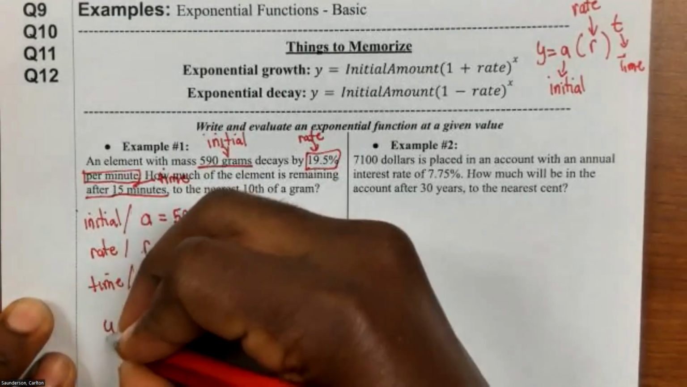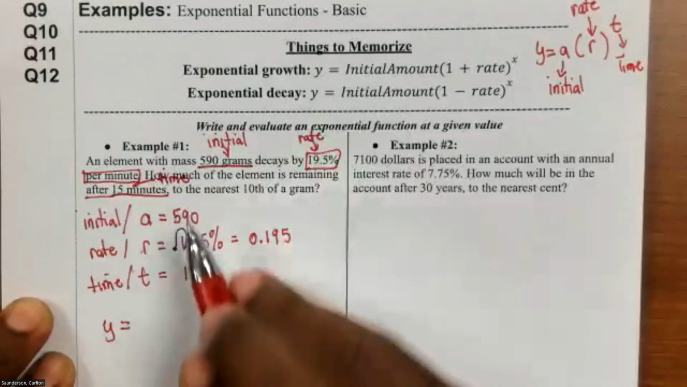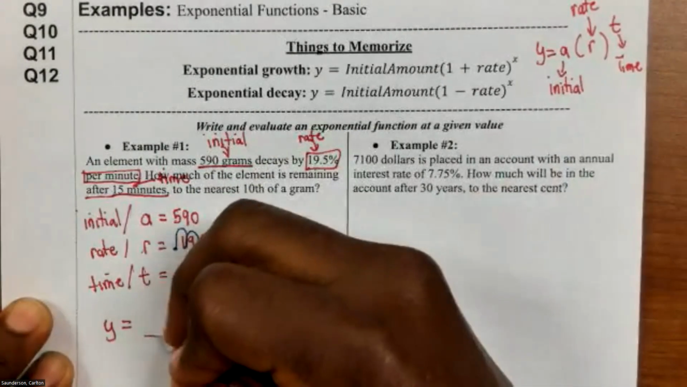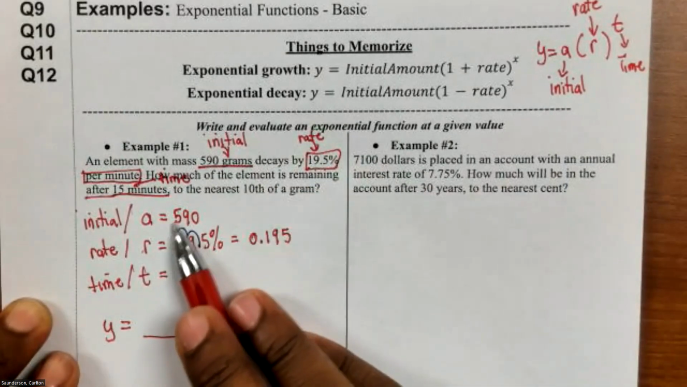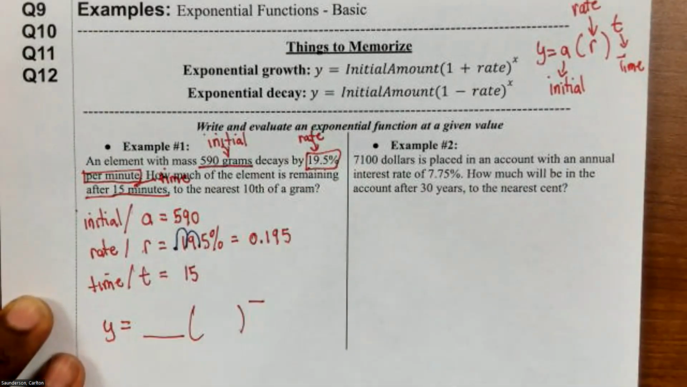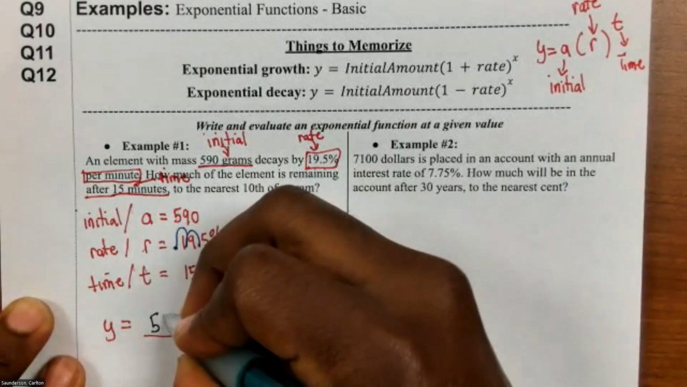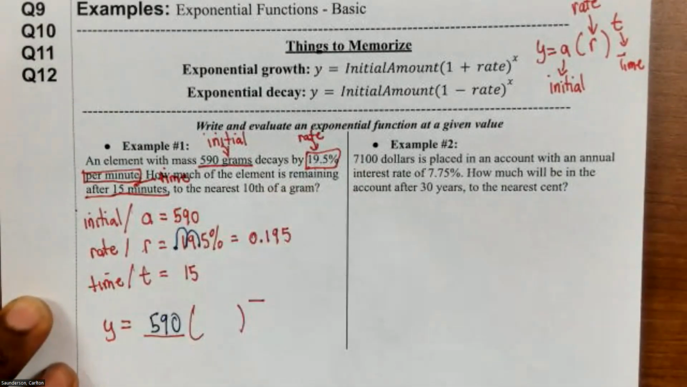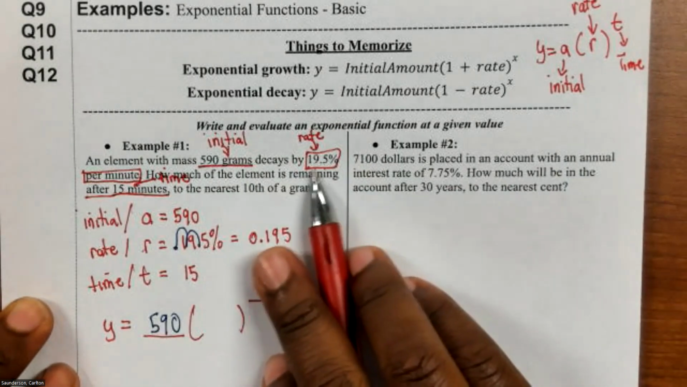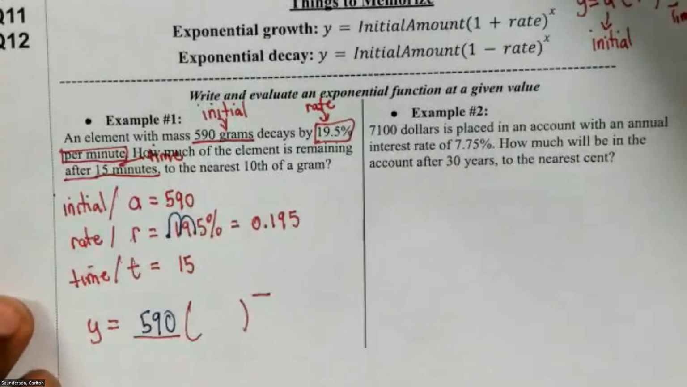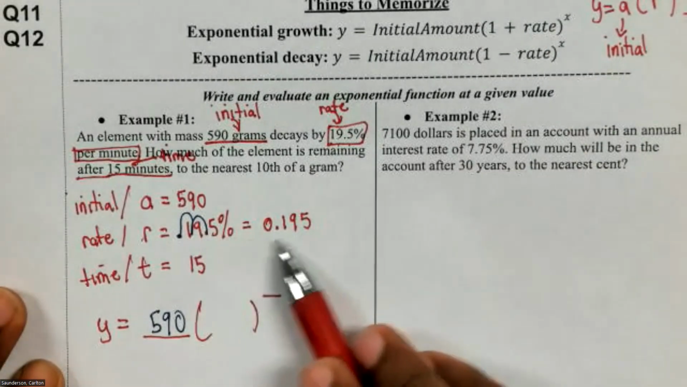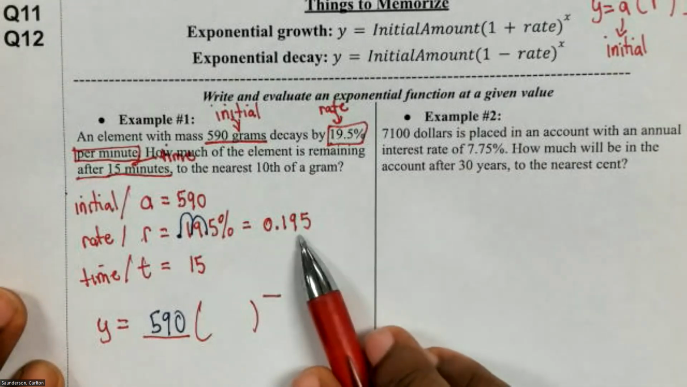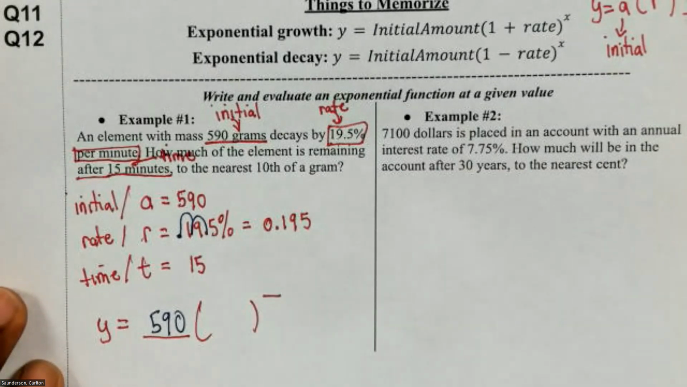So we're going to have y equals, what is your A? My A is my initial value, and I said my initial value was 590 grams. Now we're going to write our rate. We saw that our rate was 19.5%. However, we did not want a percentage, we wanted a decimal. So the decimal version of this percentage is 0.195.